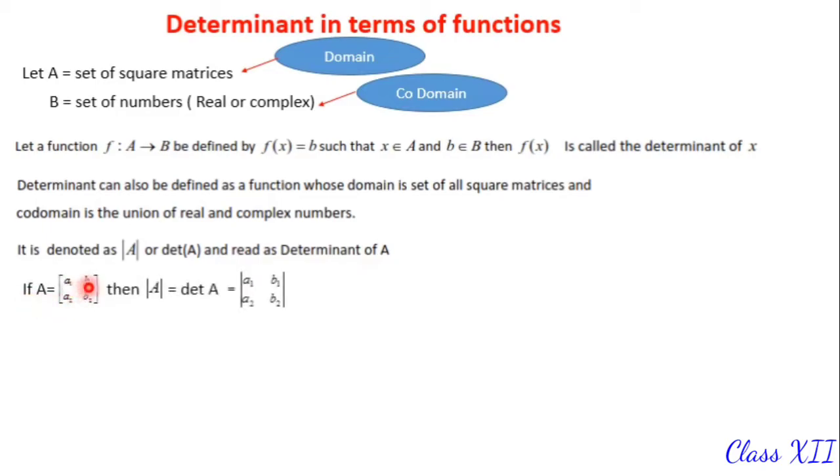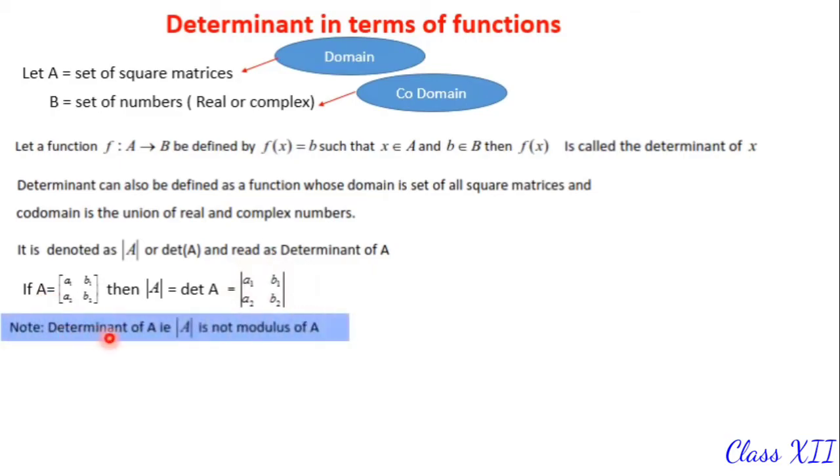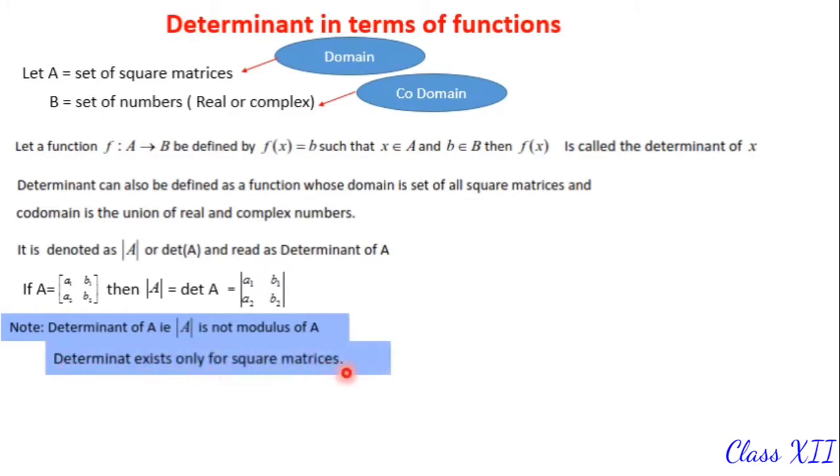If A is equal to matrix a1, b1, a2, b2, then determinant A or det A is equal to a1, b1, a2, b2. How do we write the determinant? Just draw two parallel lines and put the elements of the matrix inside, that is a1, b1, a2, b2, and this is called the determinant of the matrix A. Please note that the determinant of A is not the modulus of A, even though it looks like a modulus. It is read as determinant of A, and the determinant is only for square matrices.